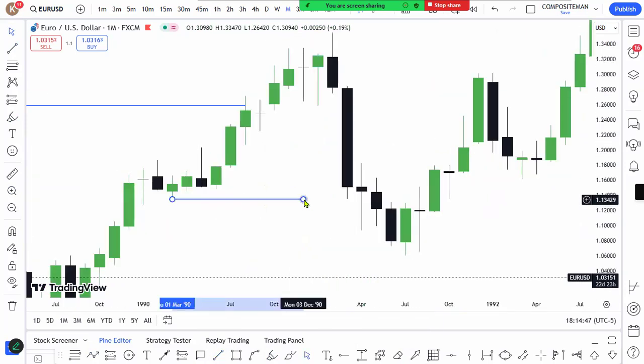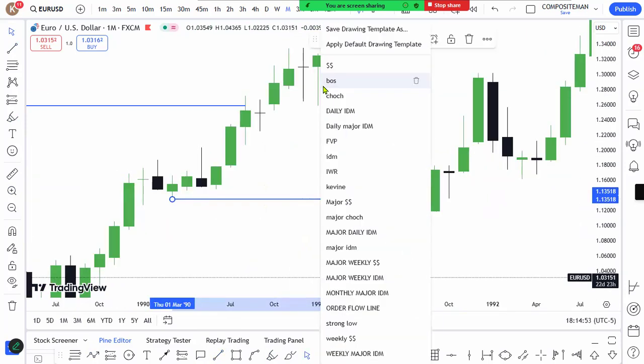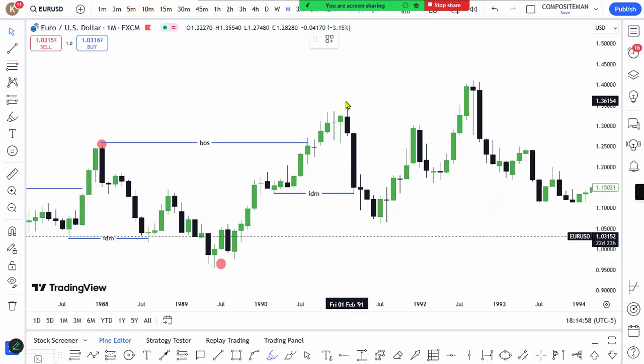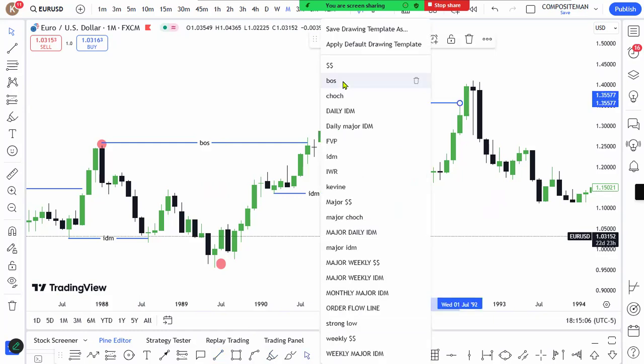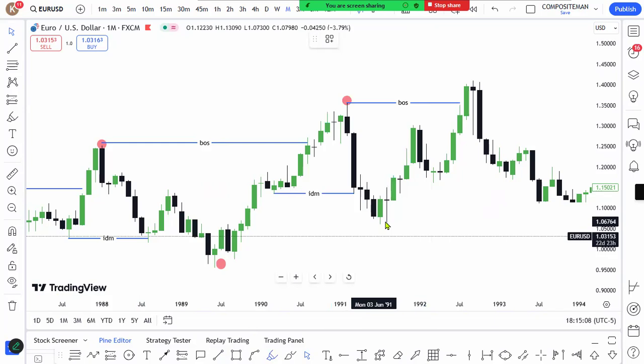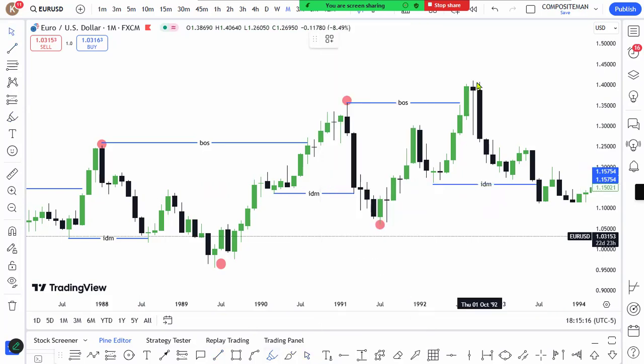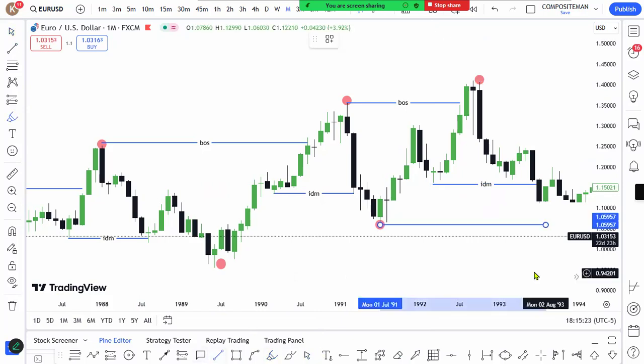So it takes out this level for inducement. Expect the market to push to the upside, and when we break that high, the upside structure, break of structure, this is the low, inducement there, so high. If we violate this low, we get a change of character.